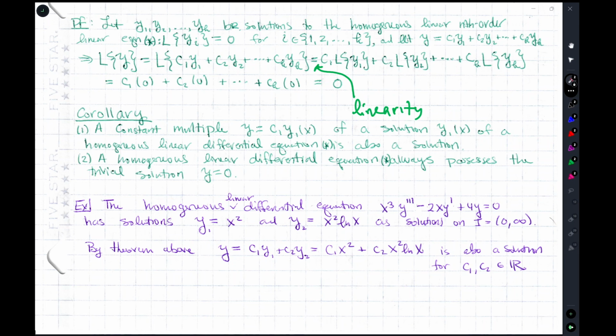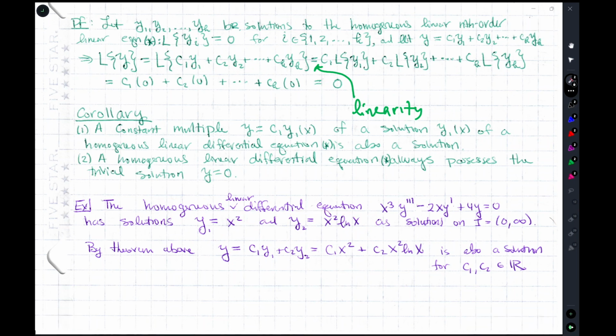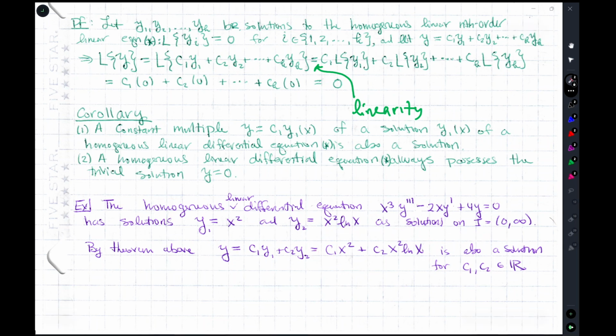All right, let's look at an example. The homogeneous linear differential equation has solutions y1 is equal to x squared and y2 is equal to x squared natural log of x as solutions on the interval from 0 to infinity. Then we could just take constant multiples and sums of these two solutions. So this here is also a solution. Okay, how do you know it's a solution? Just cite that above theorem.